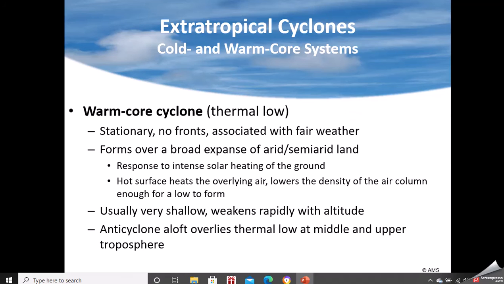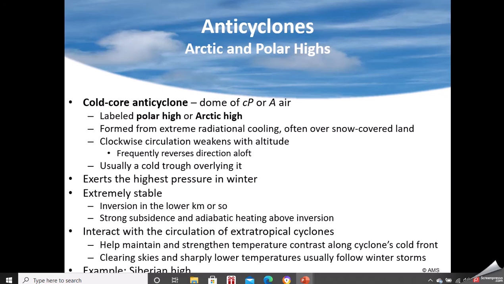Warm core cyclones have no fronts, and they're not always stationary. There are some, like tropical storms, that are warm core cyclones, but most of them form a thermal low. That happens in the summertime over the desert southwest, where you see these low pressure systems, but you actually have an anticyclone aloft. And you get the Arctic cold core anticyclones.